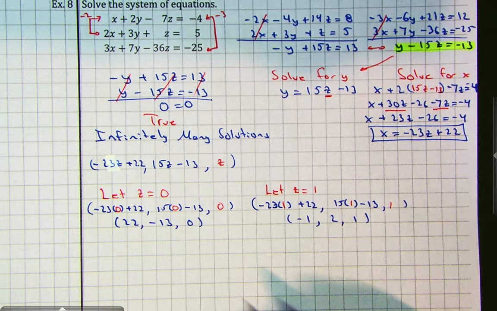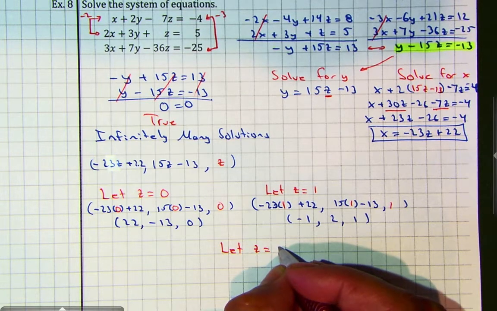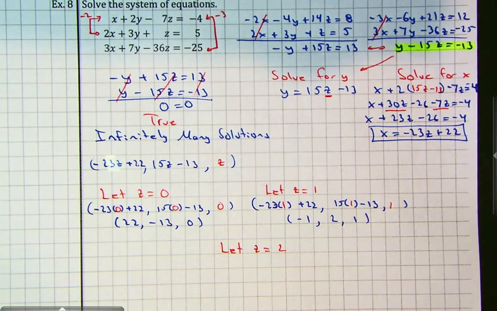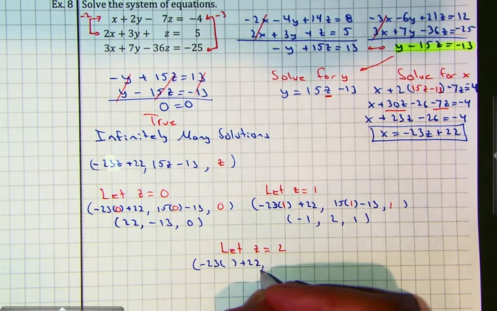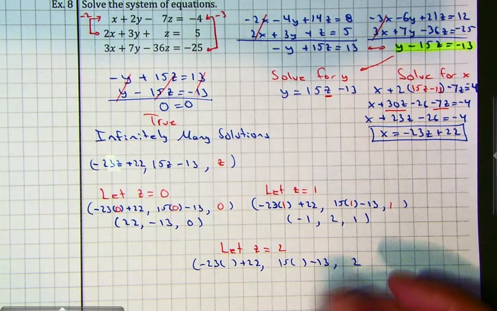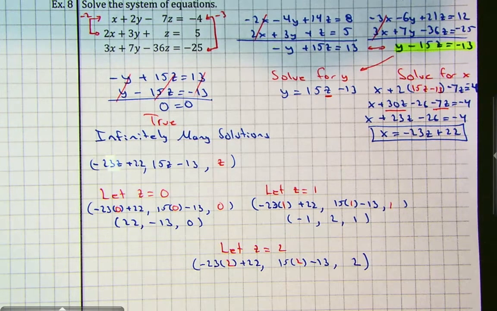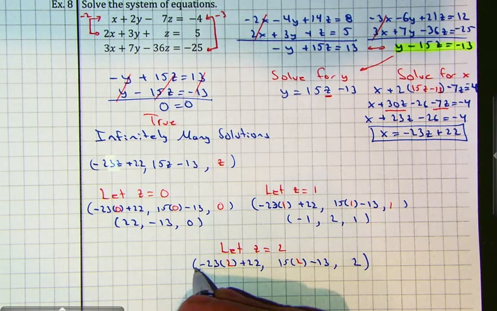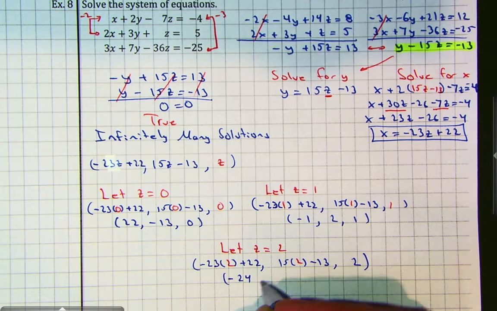And I need one more, so let's go and let z equal 2. Perfect choice. Negative 23 times 2 plus 22, 15 times 2 minus 13, and 2. So I'll plug in a 2 into each one, and I'll write it here. Negative 46 plus 22 is negative 24. Positive 30 minus 13 is positive 17, and that gives me 2.